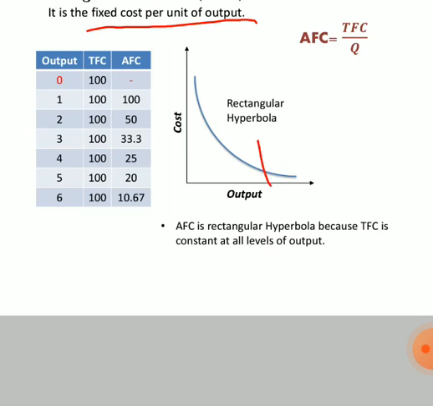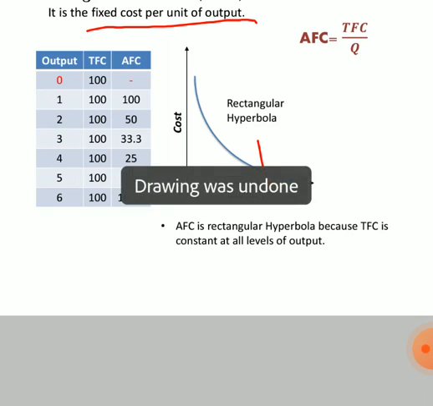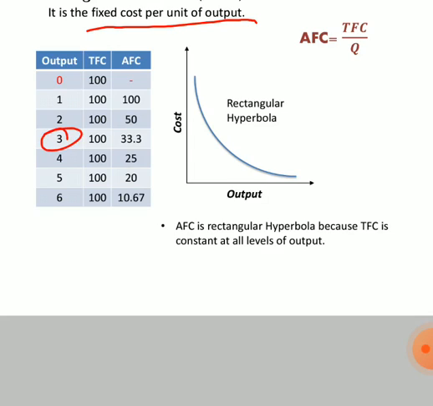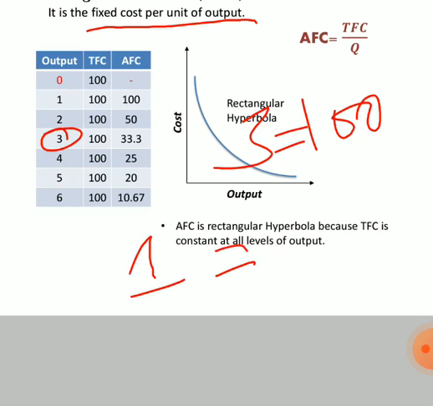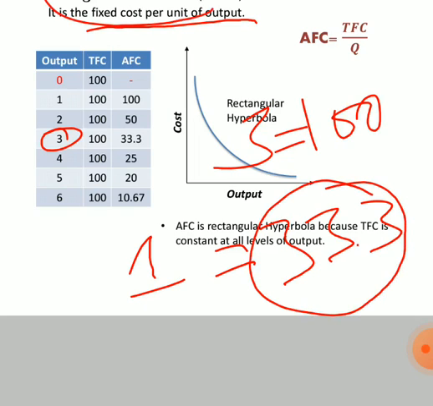Suppose, for example, I'll give you an example: we have produced 3 units of output, and by producing 3 units, we spend 100 rupees on fixed cost. So for producing 3 packets of biscuit, we spend 100 rupees. So for producing one packet of biscuit, how many rupees will we spend? We will spend 33.33 rupees. So this 33.33 is the average fixed cost.